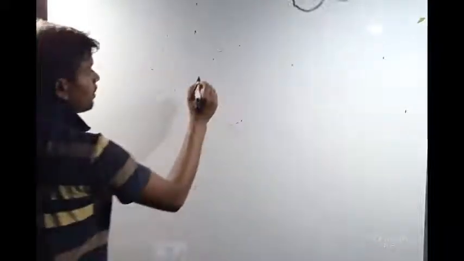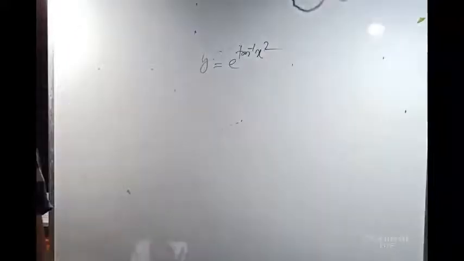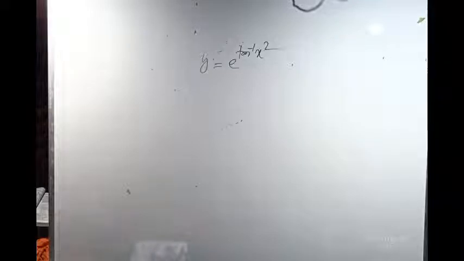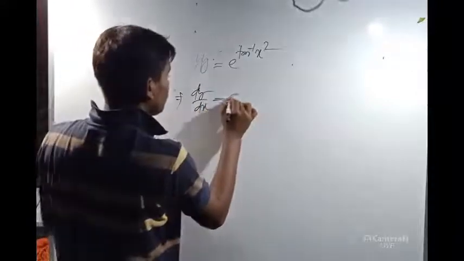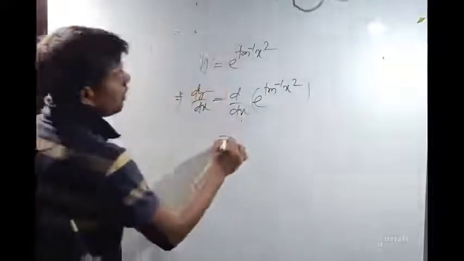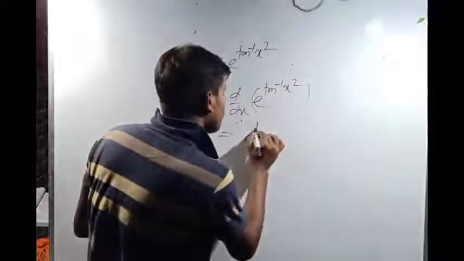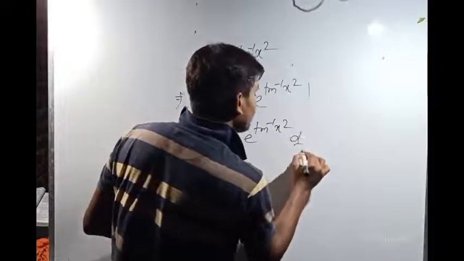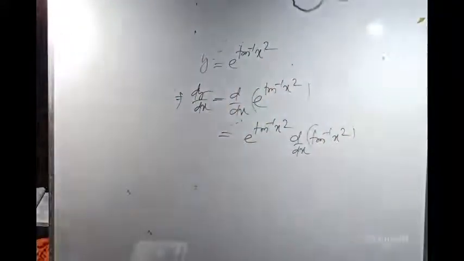Now the question is y equals e to the power tan inverse x². Okay, y equals e to the power tan inverse x². Now dy/dx equals d/dx of e to the power tan inverse x², and the derivative of e to the power tan inverse x² equals e to the power tan inverse x² times the derivative of tan inverse x². Okay, any doubt?